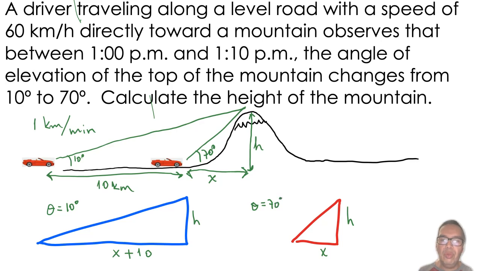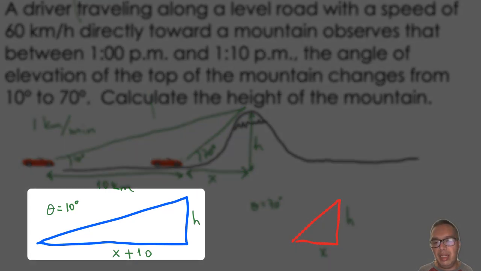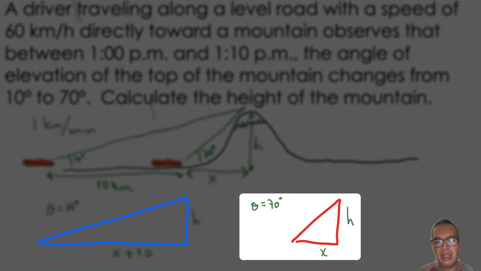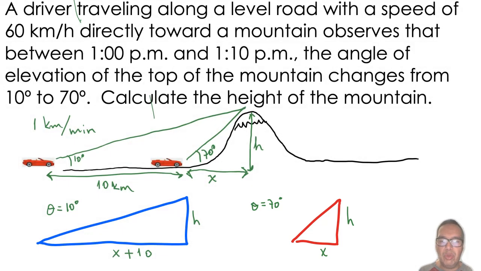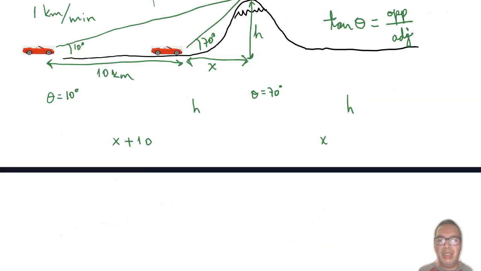So what we are going to need is the combination of the proper trigonometric ratio with these quantities, h and x plus 10, h and x. And you guessed it, because what you get is the opposite leg and the adjacent leg, the proper trigonometric ratio that we need to use is tangent of theta is equal to opposite divided by adjacent. So let's move on to a cleaner place and let's work on that.